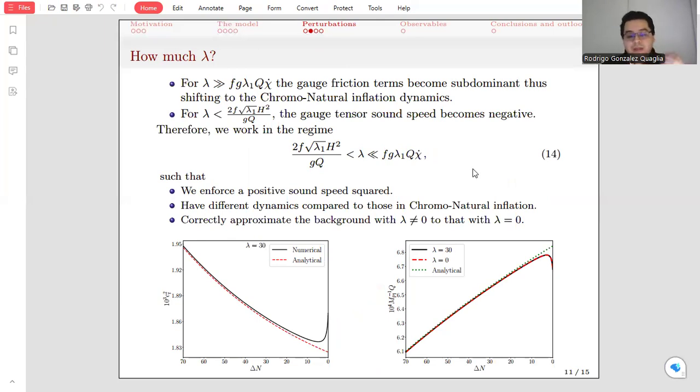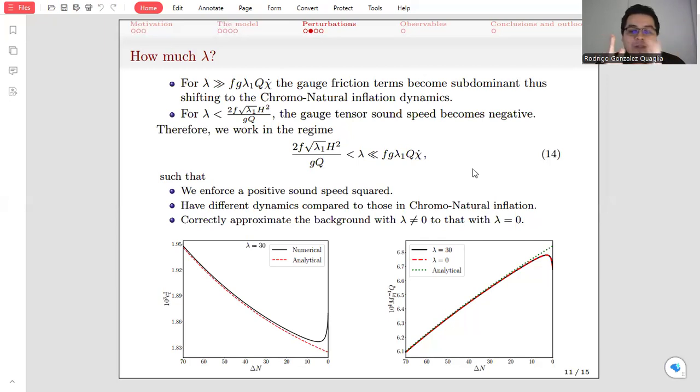However, in doing this work, we also imposed another restriction on both lambda and the model dynamics. If we remember, when we introduced the model, we showed that our model, the kinetic gauge friction model, contained both the kinetic couplings between the non-Abelian gauge fields and the axion field, together with the Chern-Simons interaction. So there is an interplay between these two terms.